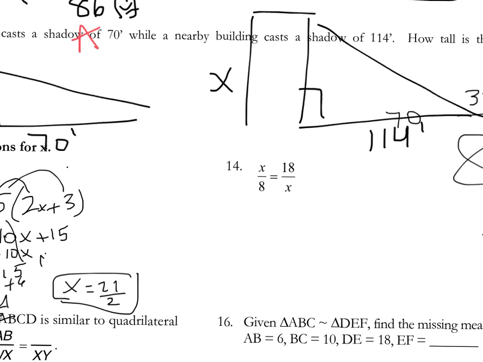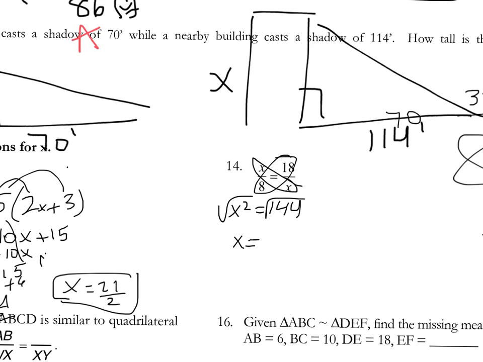Question number 14. Cross multiply again. x times x is not 2x. That's x plus x. It's x squared. And 18 times 8 gives me 144. Square root both sides. And now, this is not a geometry problem. So x does not stand for a side length. It stands for just an x, any number in an algebraic equation, positive or negative.